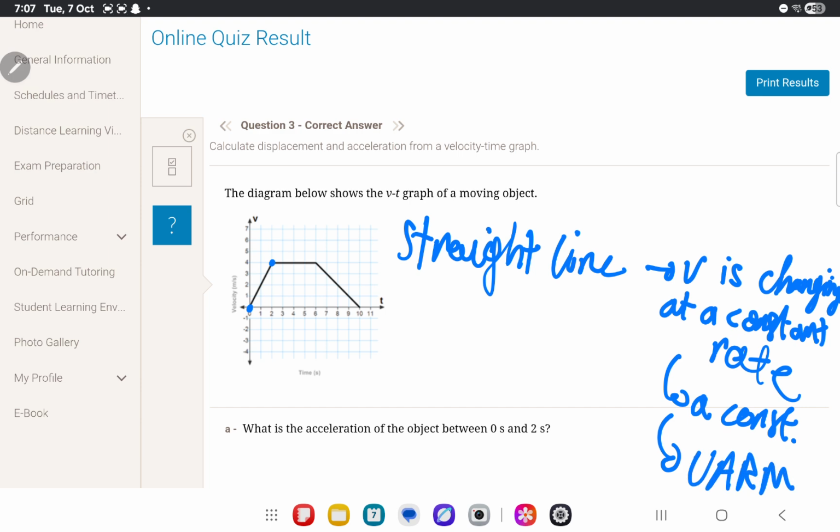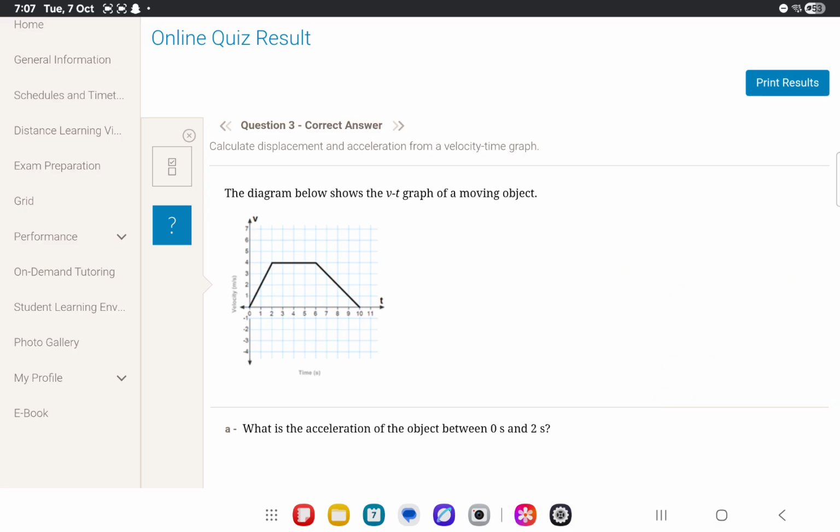Okay? That means UARM. So basically the summary of all of this, whenever you see a straight line on a VT graph, just skip all of this reasoning and go directly to the conclusion that first of all, a is constant and it's UARM. You don't need to say all of this. This is just to explain what is actually going on. Okay, these are the important takeaways. That when you see a straight line on a VT graph, you should know that you're at a constant acceleration and you have UARM, which is essentially the same thing. UARM means you have a constant acceleration.